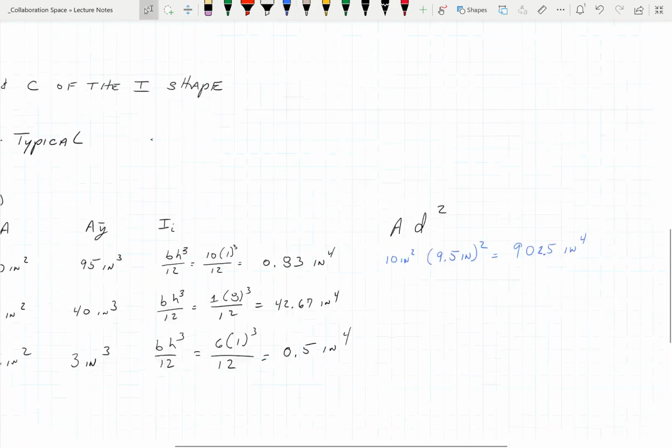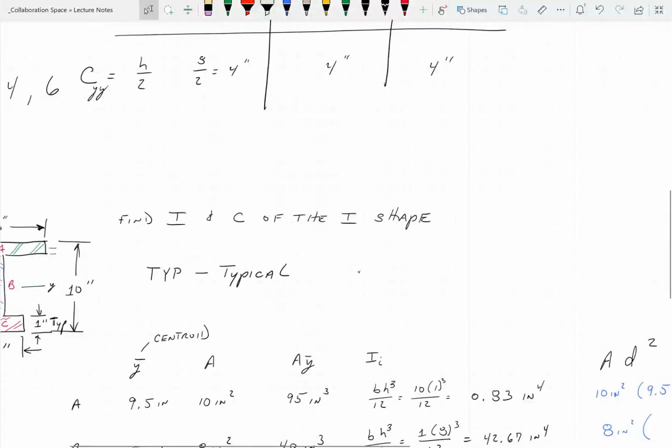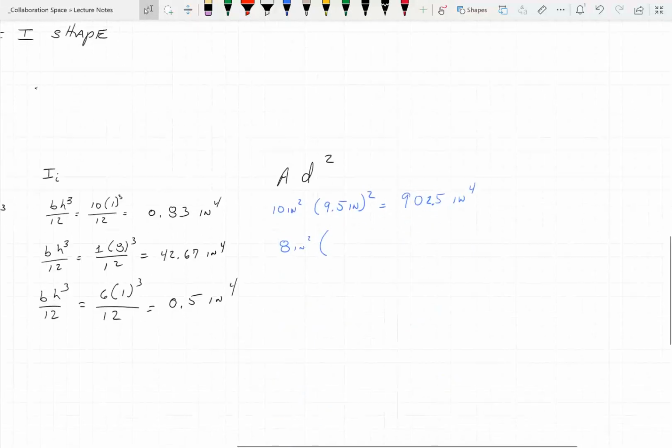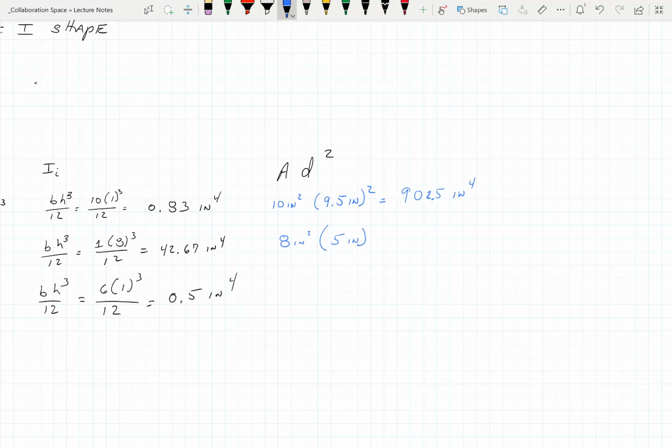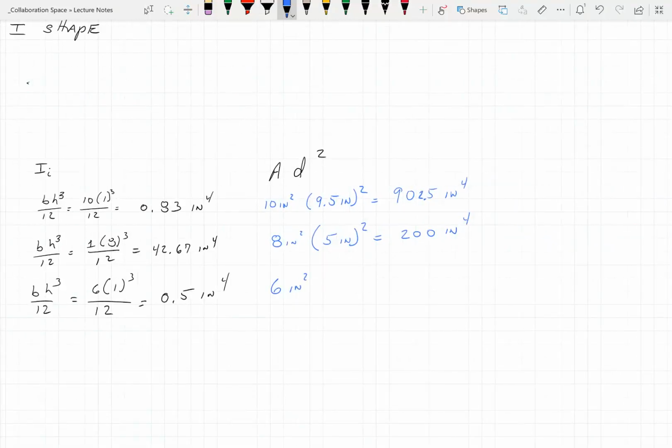All right, so let's try the next one here. So we got 8 inches squared, and this came out to be 5 was the D. And we square that, so 25 times 8 is 200. Okay, and then our area for the bottom was 6. And we were at 0.5 inches squared. 1.5? Okay.